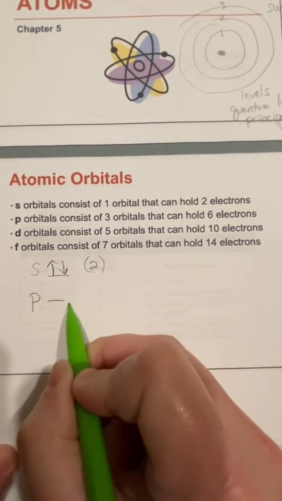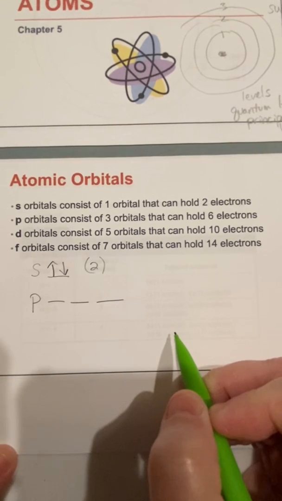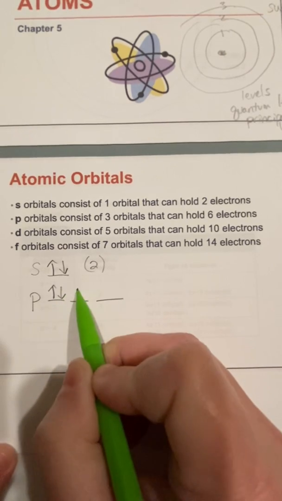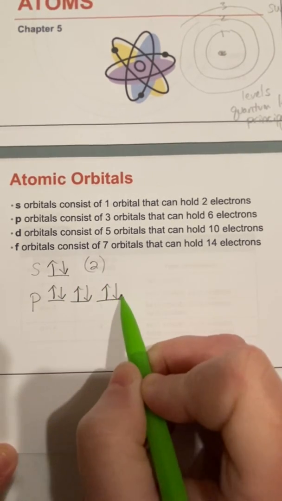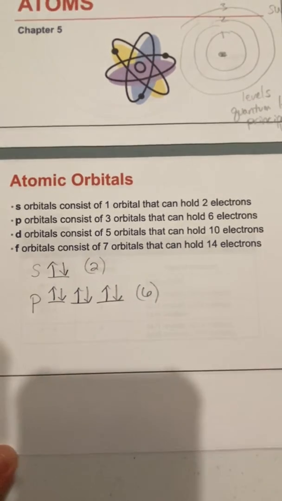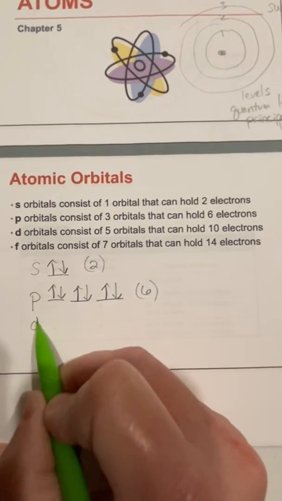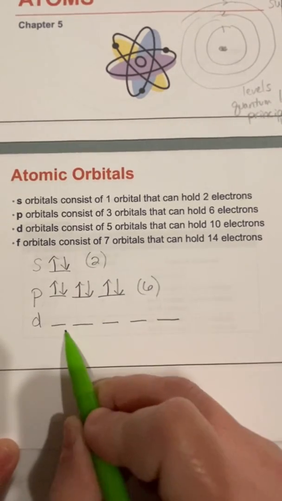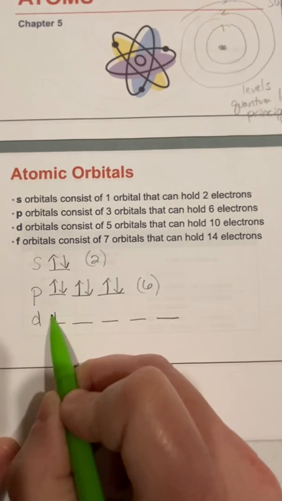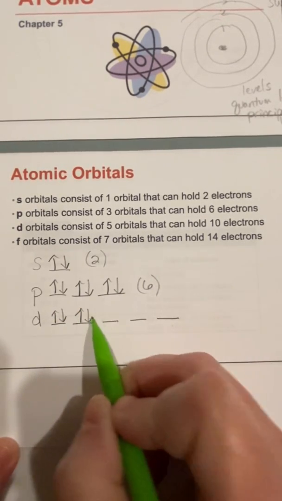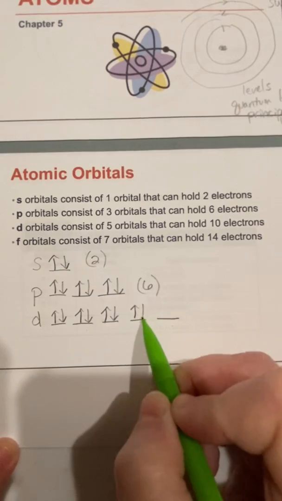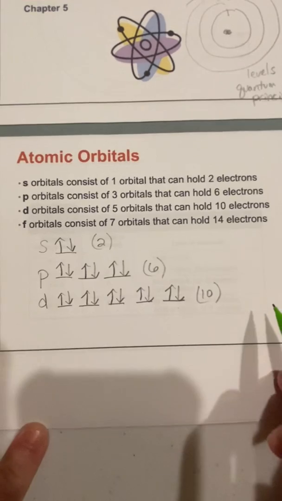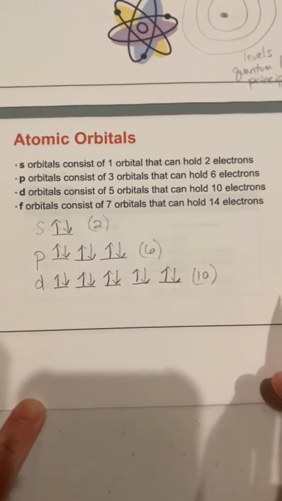A P sublevel is made up of 3 different orbitals. And again, each orbital can hold 2 electrons. So there would be 2 in this one, 2 in this one, 2 in this one, for a total of 6 in a P sublevel. Now a D sublevel can have 5 orbitals. Each line that I draw as an orbital can always have 2 electrons in it, so in a D sublevel there can be a maximum of 10 electrons. For each element it's going to be different. I'm just giving you the maximum amount right now.